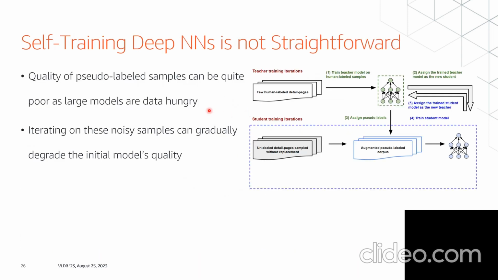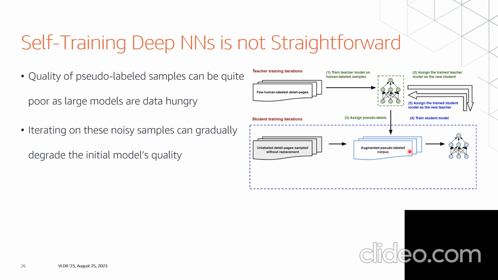Now, translating this paradigm of self-training to the space of deep neural networks is not straightforward, especially when the number of human label samples is quite low. Why? Because of two reasons. One, when we use vanilla or naive self-training to train the teacher model using only a few human label samples from scratch, we see that the model itself does not converge very easily. It is typically underfit, and the quality of the pseudo label samples it generates when it constructs the training corpus of the student model can be quite noisy.